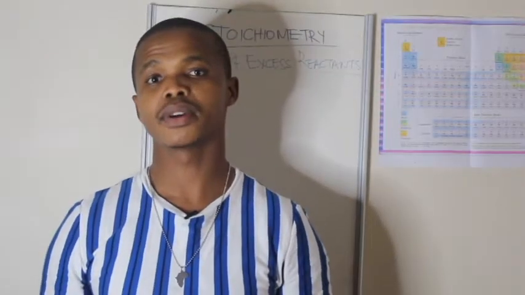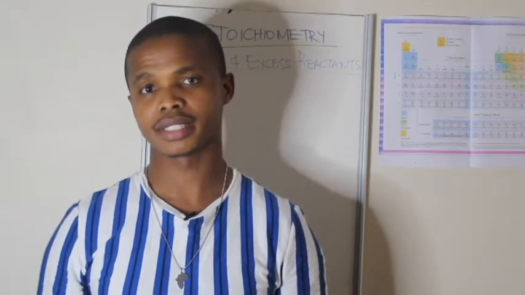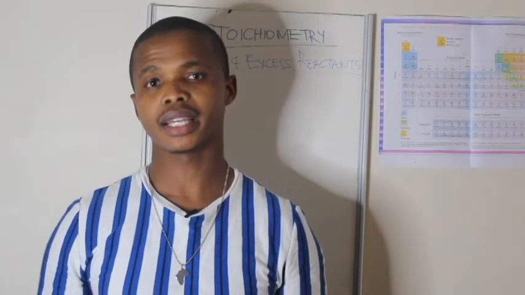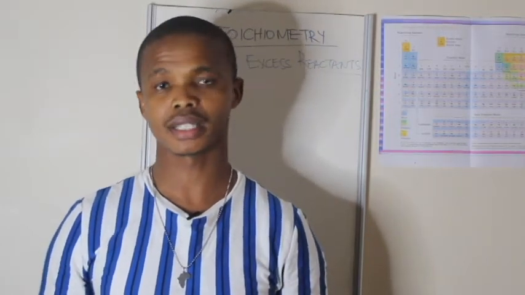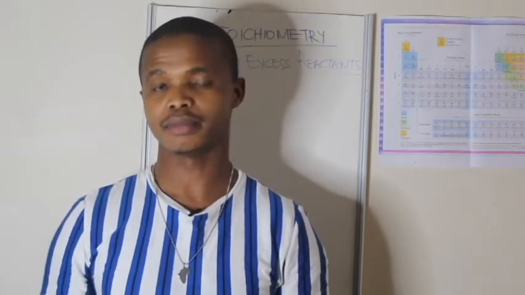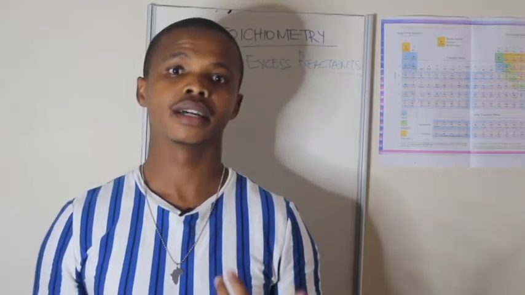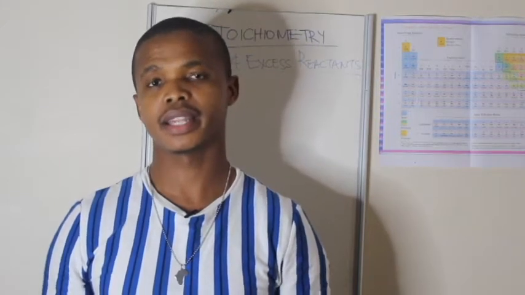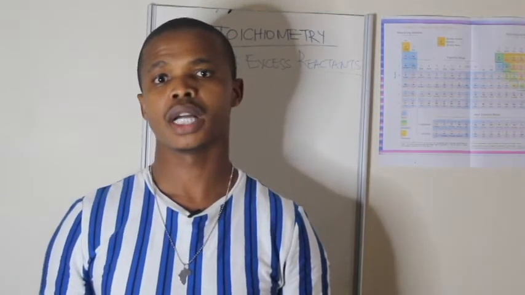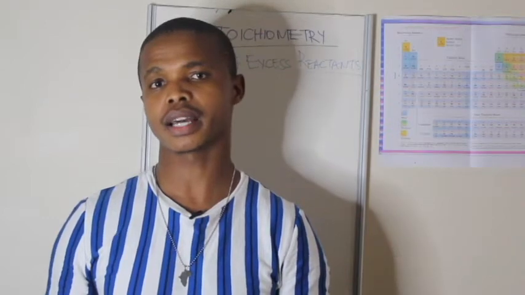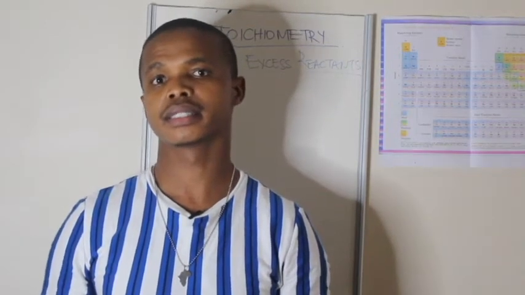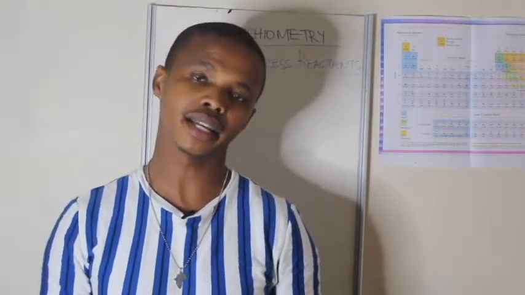When different amounts of reactants are added together, one may get entirely consumed, one may be left at the end of the reaction. The one that is entirely consumed during the reaction is called the limiting reactant. The one that is left during the reaction is called the excess reactant. Therefore, the product in the reaction is entirely dependent on the limiting reactant.